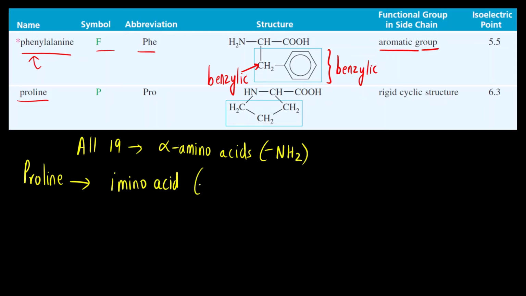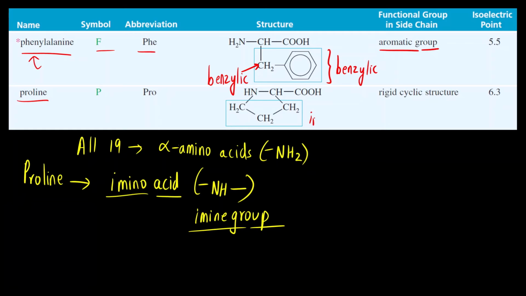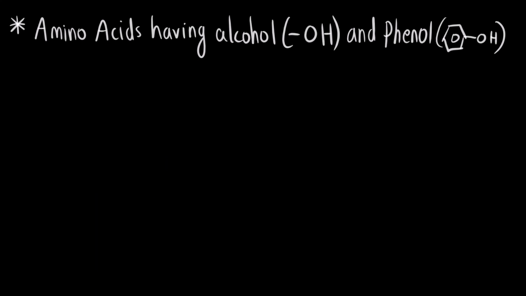Why is it called an imino acid? Because this group NH is called an imine group. This is an imine functional group. That is why this is called an imino acid. Rest all are amino acids. So you can remember this. Which of the following is an imino acid? The answer will be proline. This is a cyclic structure, a 5-membered ring. P and PRO. Okay, so these were the non-polar amino acids.